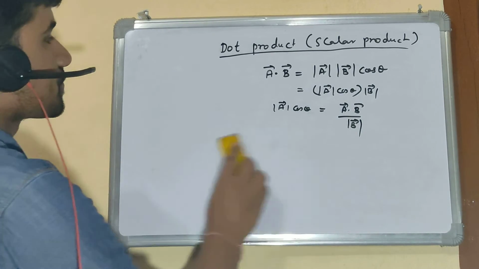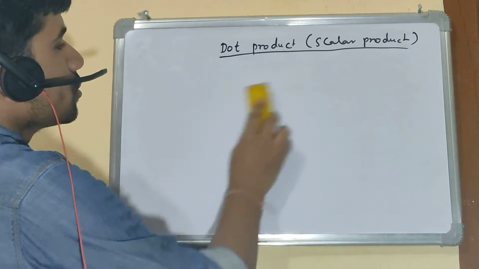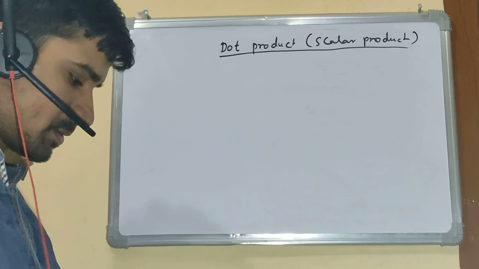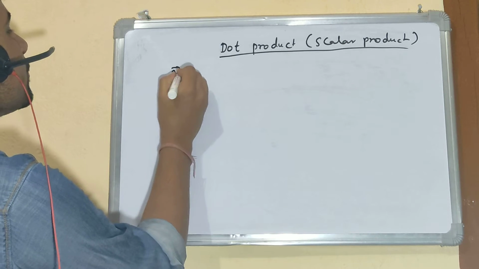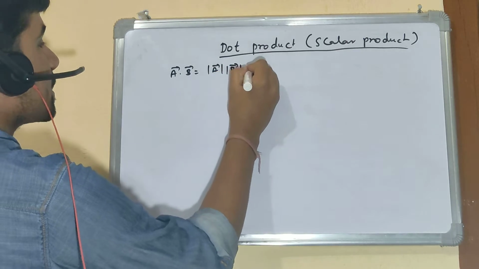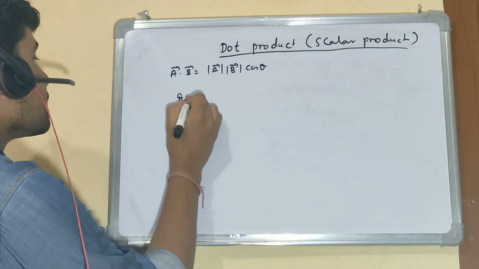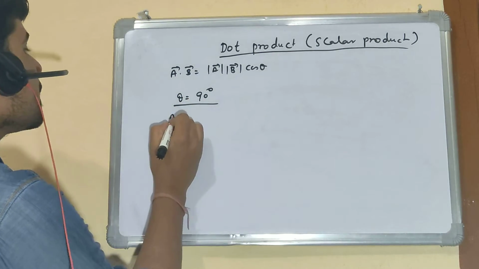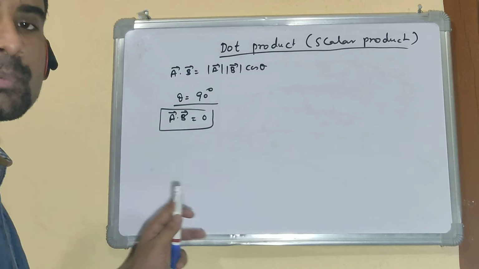Now you understood what is dot product, right? Okay. Now let's do some exercise on dot products. Before doing that, I just explained A dot B is what? A vector, B vector, cos theta, right? So if theta is equal to 90 degrees, what is the dot product A dot B? A dot B will become 0. Clear? A dot B will become 0.